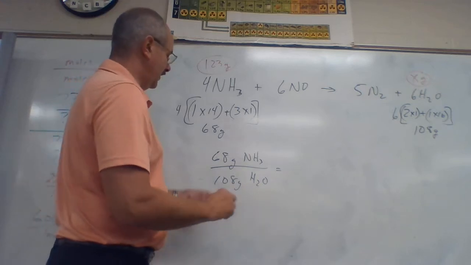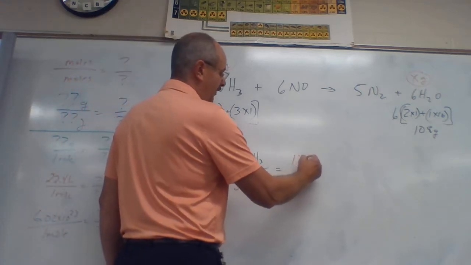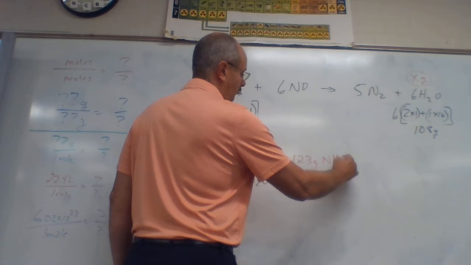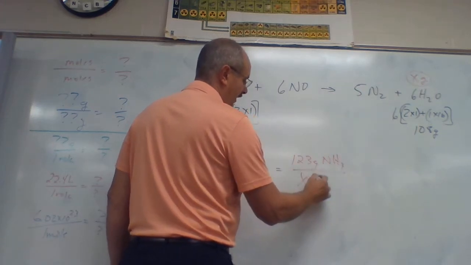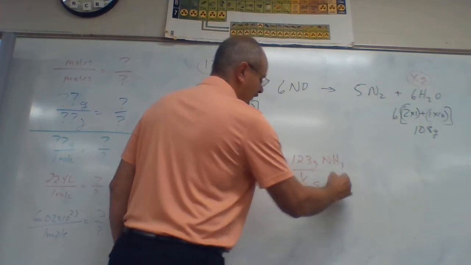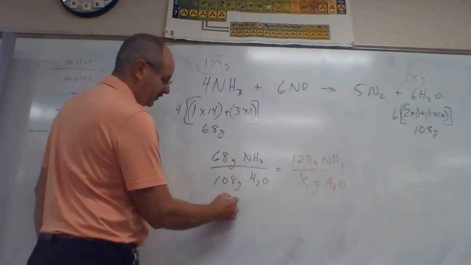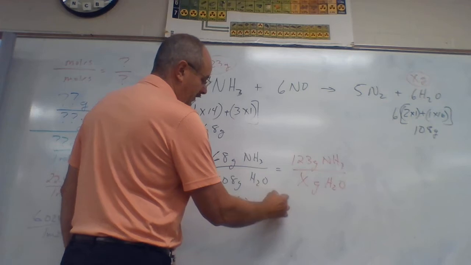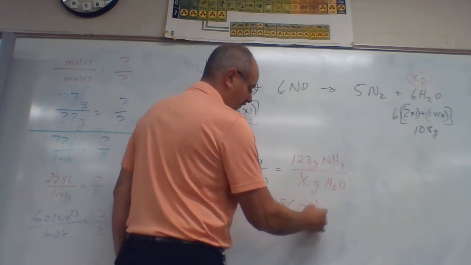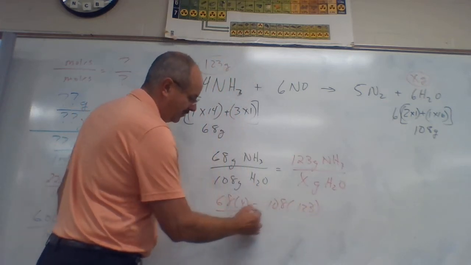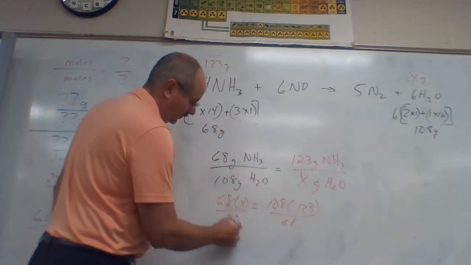Then I go to the other side and go, well, I don't have 68 grams. I got 123 grams of NH3. And we're trying to find out X grams of H2O. All right, now cross multiply: 68 times X equals 108 times 123. Now you get X by itself, so divide both sides by 68.